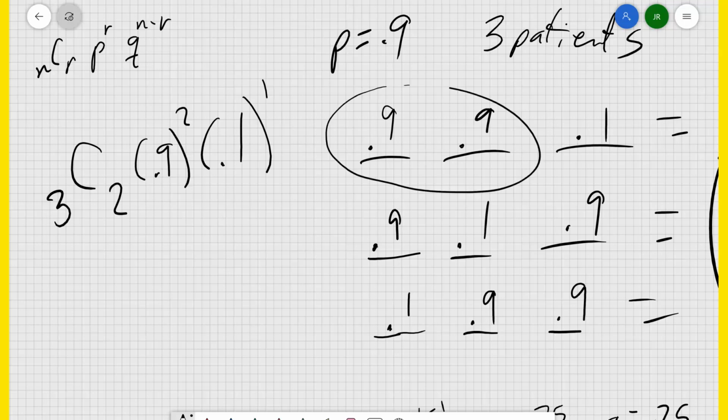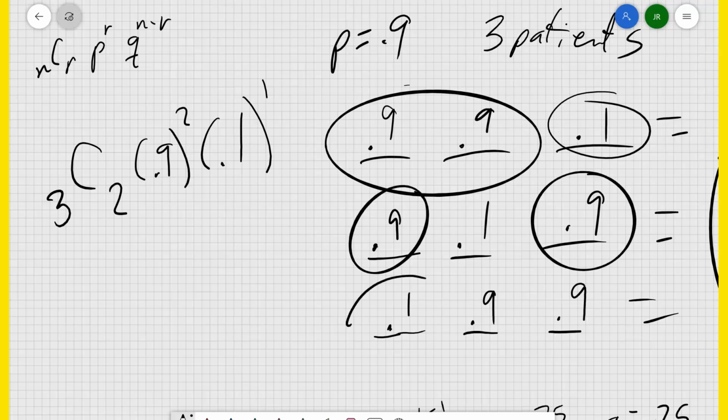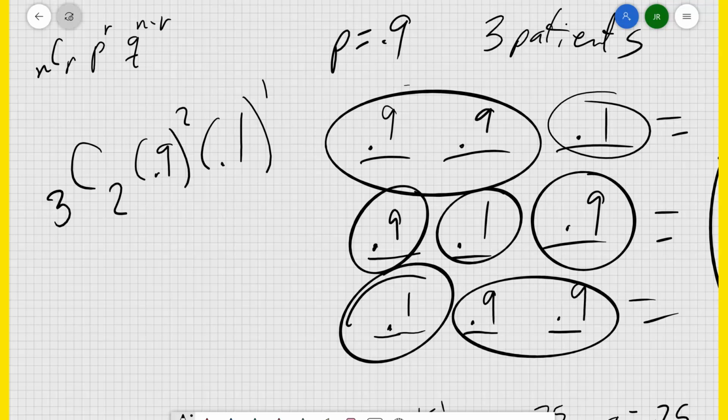This is 0.9 to the second and 0.1 to the first on each one of these. 0.9 to the second, 0.9 to the second, 0.1 to the first, 0.1 to the first on each one of these. And the 3C2 is what makes it where it doesn't matter where the 0.9s and the 0.1s occur. It's just as long as there's 2 of the 0.9s and 1 of the 0.1s. All right, so let me show you how to do that in your calculator.